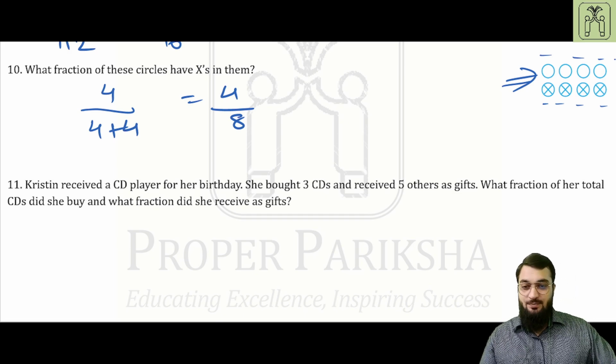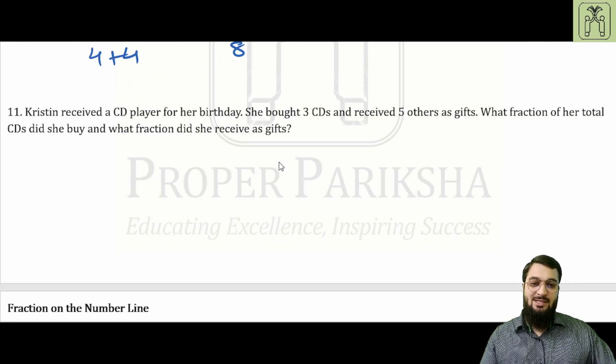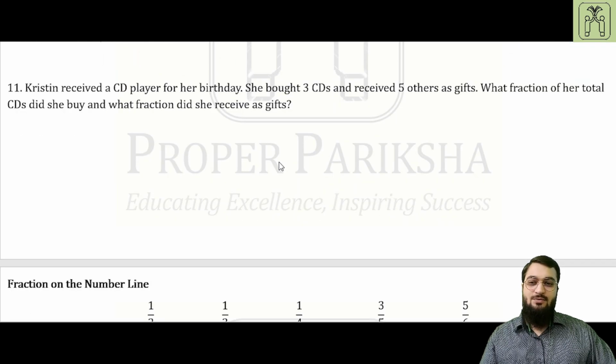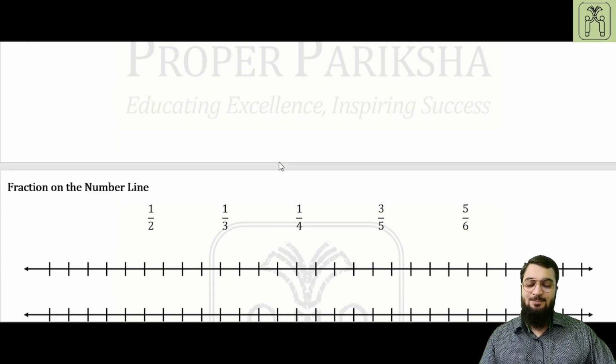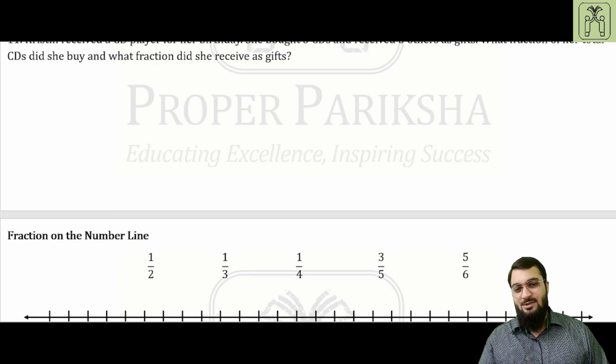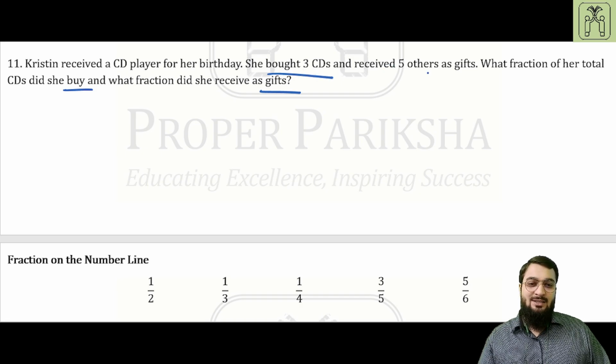So question number 11. Christine received a CD player for her birthday. She bought 3 CDs and received 5 other gifts. What fraction of her total CDs did she buy, and what fraction did she receive as gifts? Okay, so this has two categories, one is the gift part and one is the bought part, and we have to say that she bought 3 and then she received 5 as gifts. Therefore, the question is what fraction did she receive as gifts?